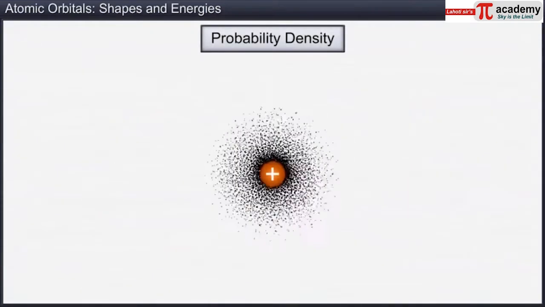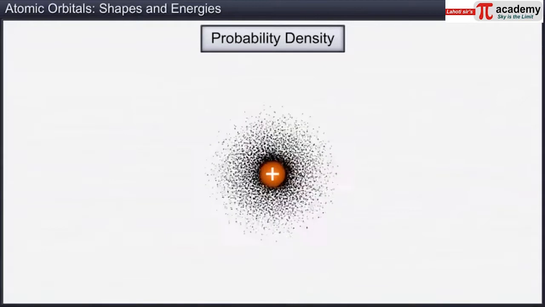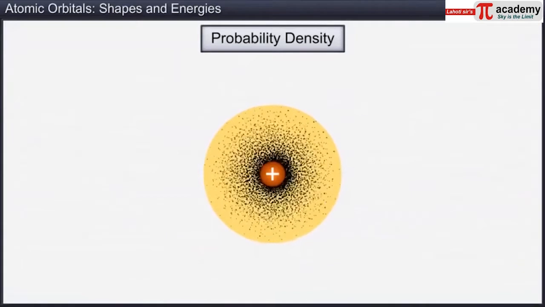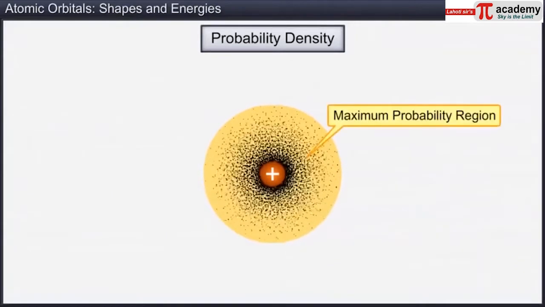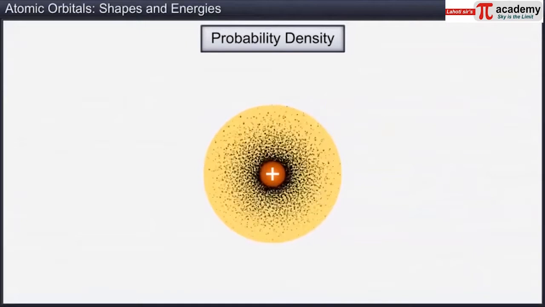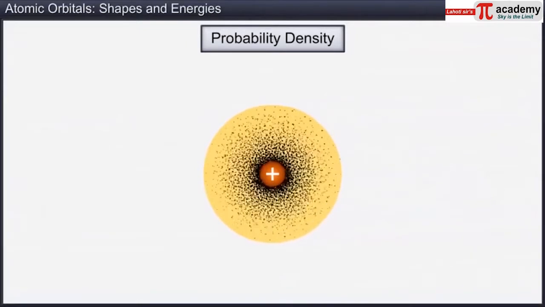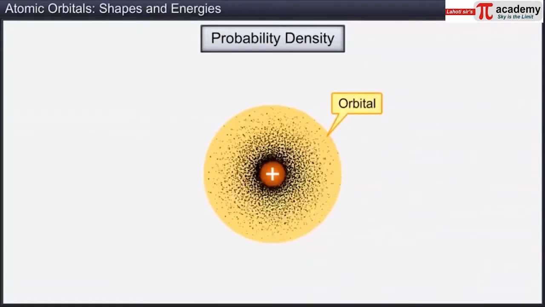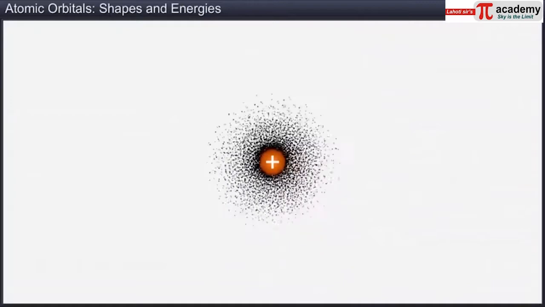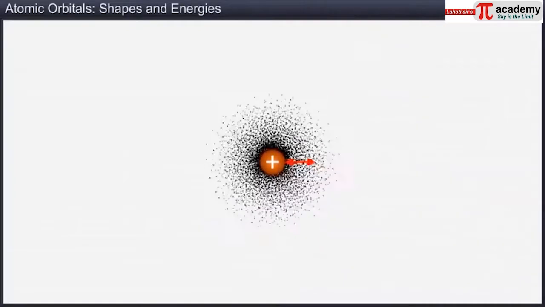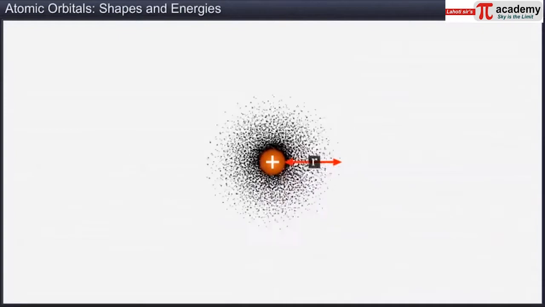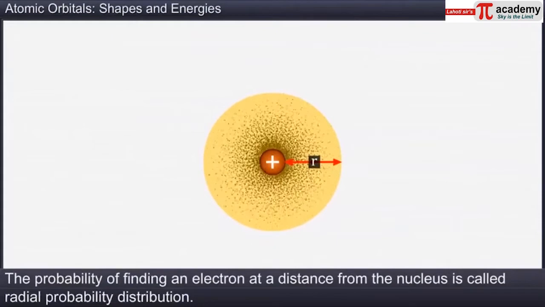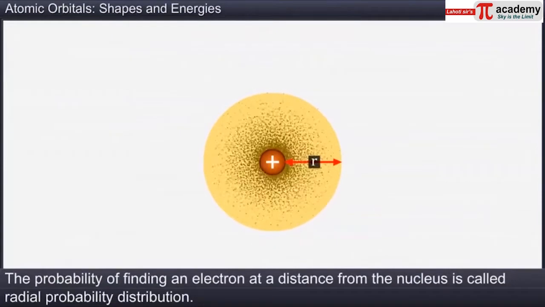By finding the probability density at different points in an atom, one can predict the region of space around the nucleus, within which the probability of finding the electron is the maximum. This three-dimensional space around the nucleus, where the probability of finding the electron is maximum, is called orbital. The probability of finding an electron is a function of distance r from the nucleus. The probability of finding an electron at a distance from the nucleus is called radial probability distribution.